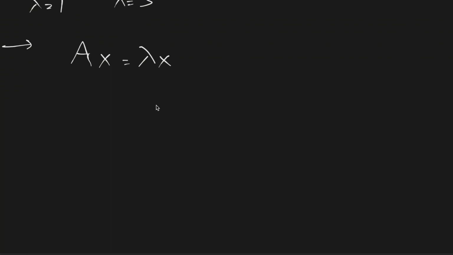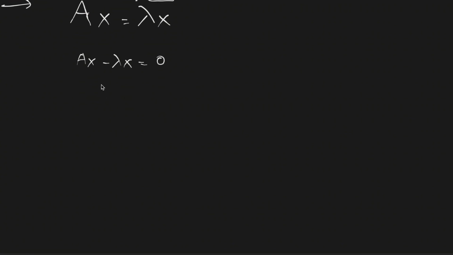So now to find the value of x here, I'll do a rearrangement. I'll take lambda x to the other side, so I'll get ax minus lambda x equals 0. And then to make x the subject, I'll isolate x, or take x common from both the terms here. So I get (A minus lambda I) x is equal to 0.